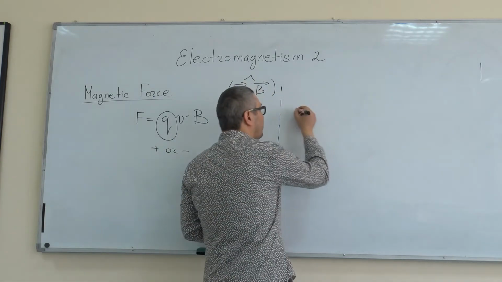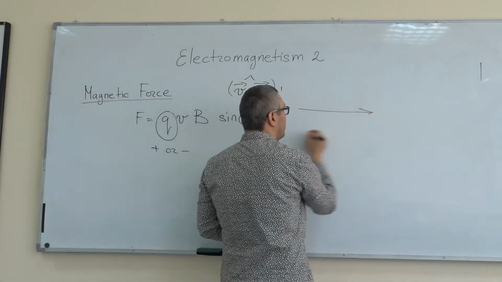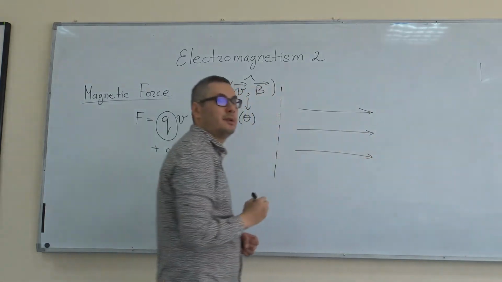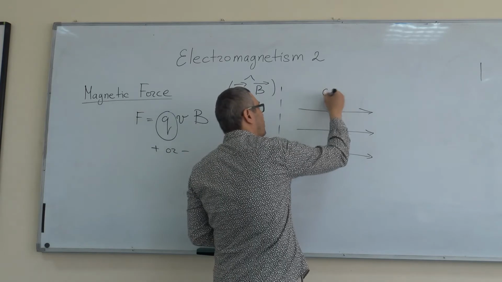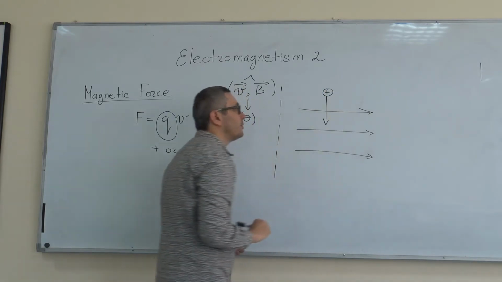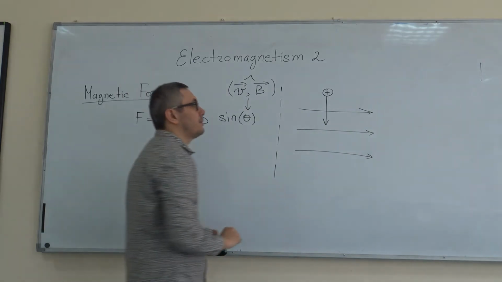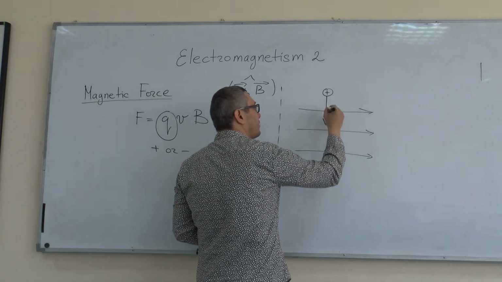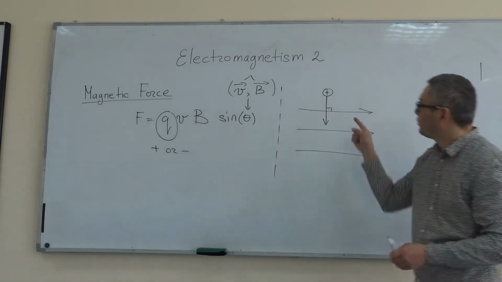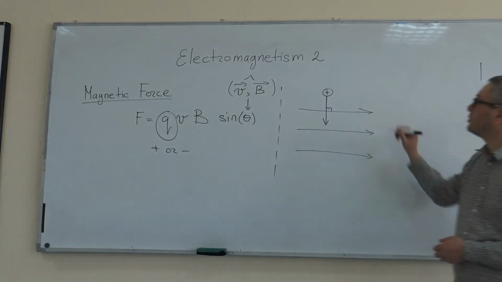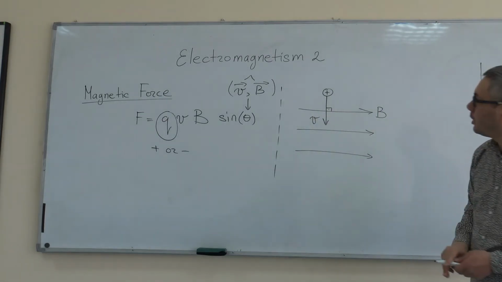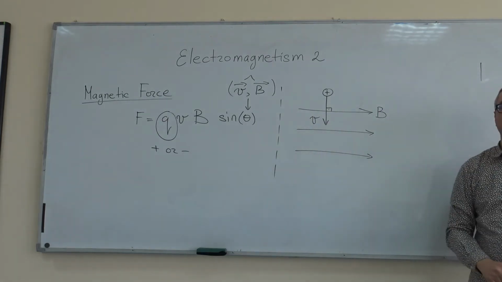Let's say that we have a magnetic field, a uniform magnetic field pointing to the right, and then a positive charged particle moving down. So the magnetic field and the charged particle are perpendicular to each other. The velocity of the particle is perpendicular to the magnetic field. So in what direction will be the force in this case?